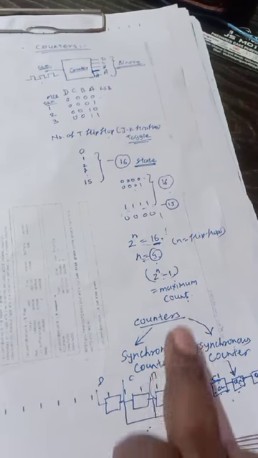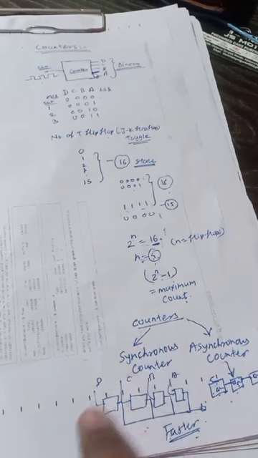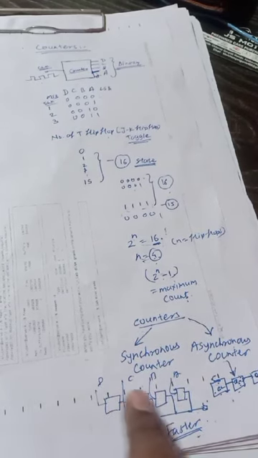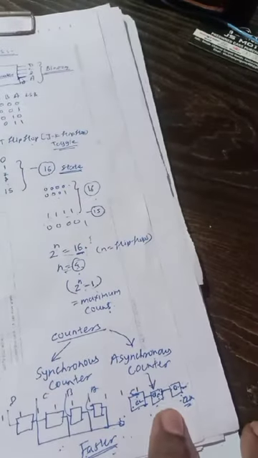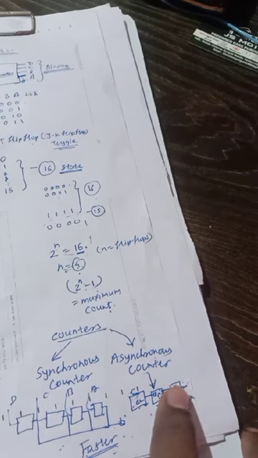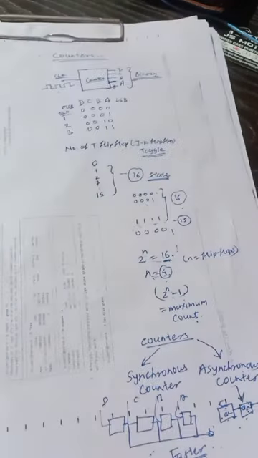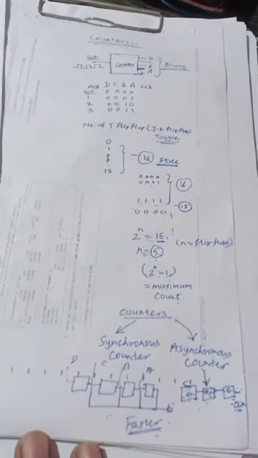Okay. Two types of counters: synchronous counter and asynchronous counter. In a synchronous counter, the clock is applied in parallel to all the flip-flops, and in an asynchronous counter the output of the first is used as the clock of the second. Okay, so this is the primary theory of counters. Then we are going to see the 4-bit binary counter.